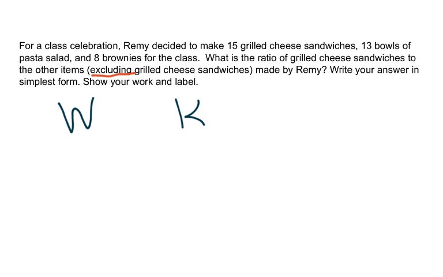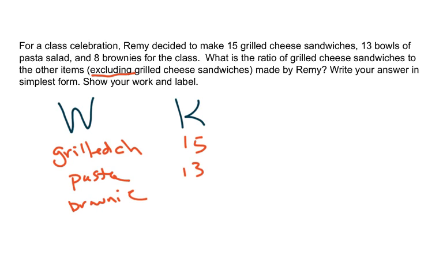So the first thing you should be doing is writing down grilled cheese, pasta, brownie. How many of each do you have? 15, 13, 8. Now, when it says it wants the ratio of grilled cheese sandwich to other items, not including grilled cheese. So that would be grilled cheese. These would be your other items. Okay, I'm going to let you figure the rest of that out. And then you should have your answer in simplest form.